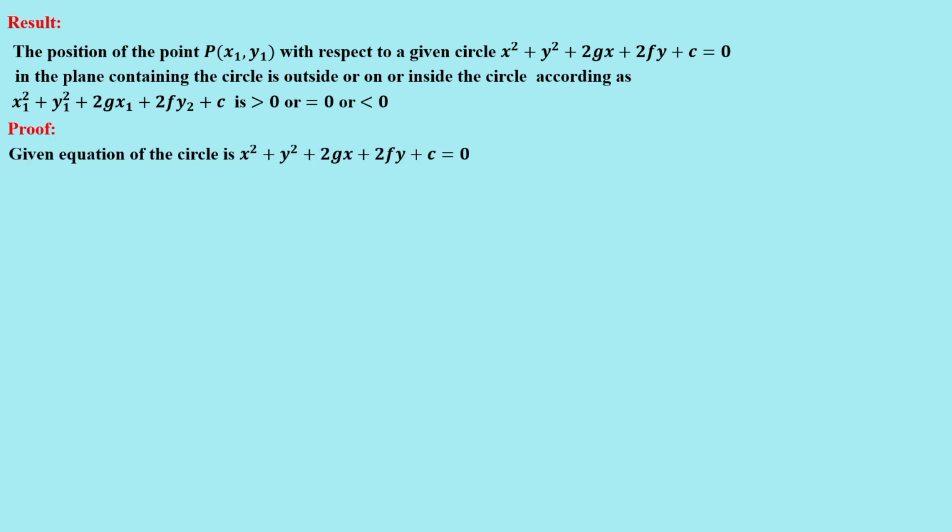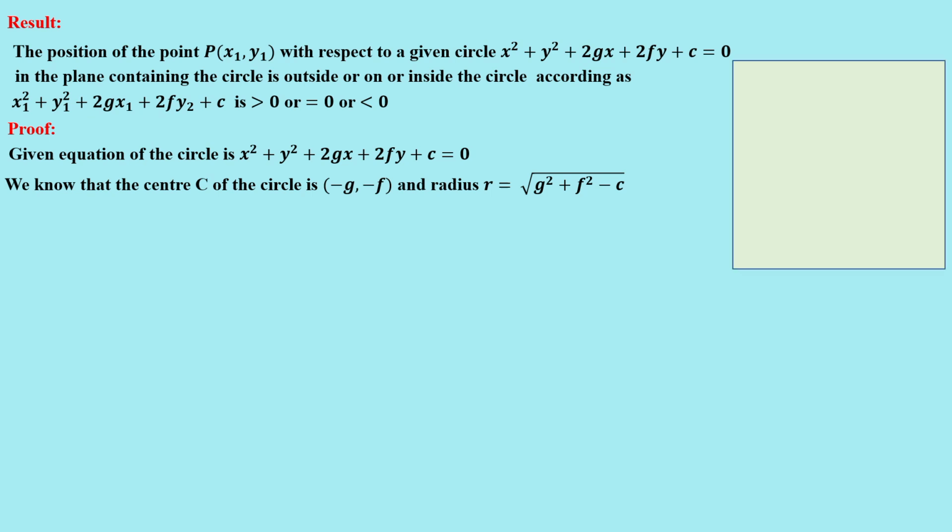Given the equation of the circle x² + y² + 2gx + 2fy + c = 0. We know the center is (−g, −f) and the radius r is equal to √(g² + f² − c). So given a plane and a circle with its center, let P(x1, y1) be any point on the plane, right?